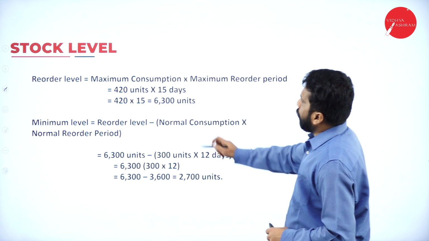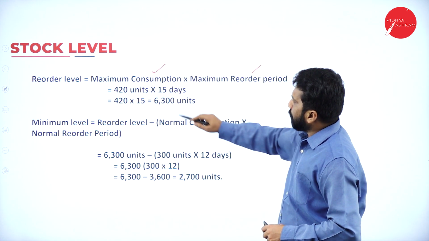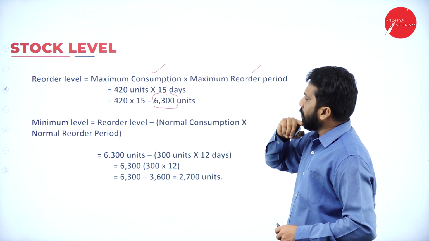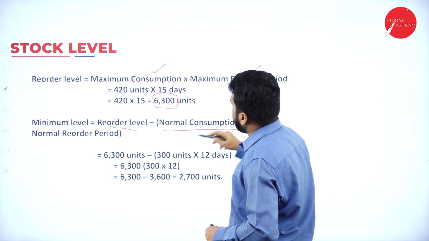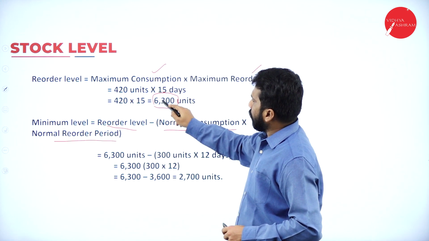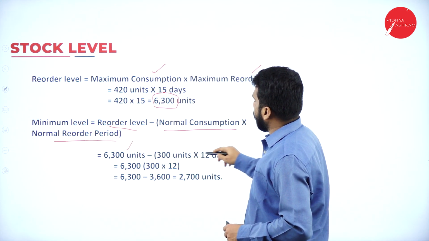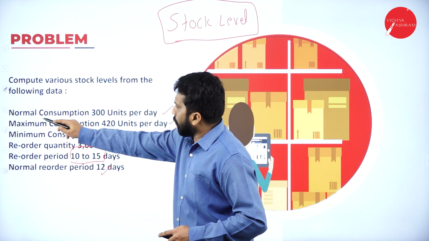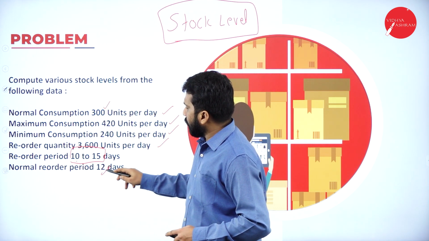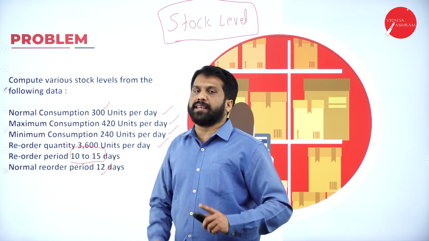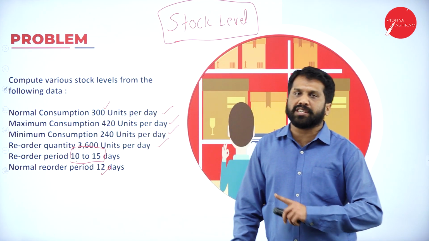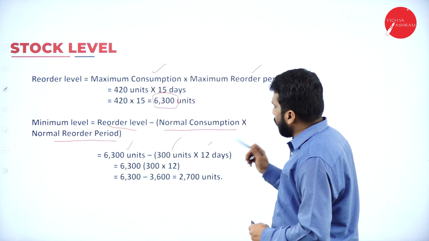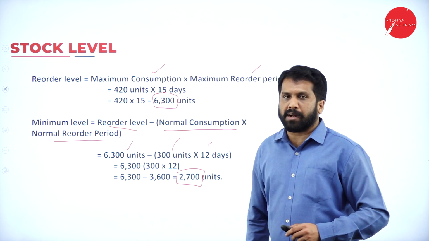See your reorder level formula: maximum consumption into maximum reorder period, multiply, you got the answer of 6300. What is the minimum stock level formula? Reorder level minus normal consumption into normal reorder period. Reorder level, you already got the answer. 300 into 12. Where do you get this 312? Come back. Your normal consumption 300, normal reorder period 12. Everything is directly given in the question. No concept, no logic, nothing. Remember the formula and work it out. That's it. Similarly, they worked it out, they got 2700.